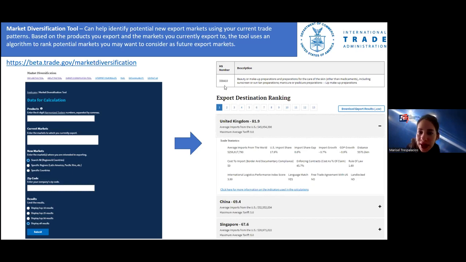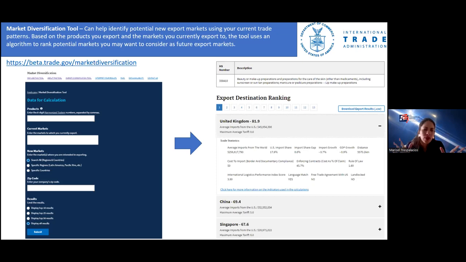And in here, I use the example, I think, of lipstick, HS code 330410. And the United Kingdom came on top. And China came second, and Singapore came third. And the list is pretty extensive. You can download your export results into Excel to further manipulate or work with the data, and use it to your advantage. I will have to say that in this tool, you also have the option of researching by region.